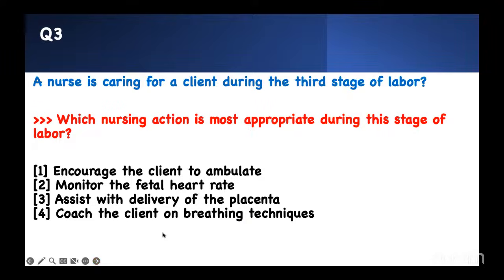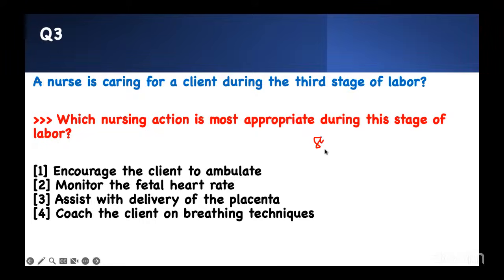Next one. I'm trying to walk you through all the key facts. Which nursing action is most appropriate during this stage of labor? You have to know the stage of labor. A nurse is caring for a client during the third stage. So, short summary, short understanding.